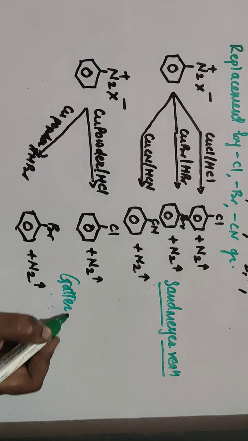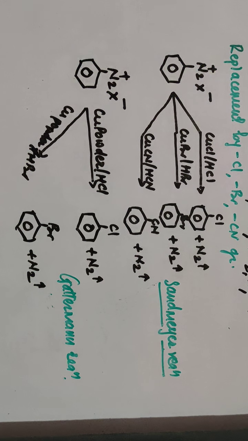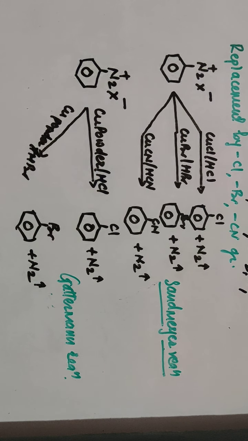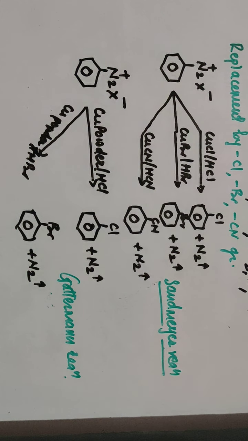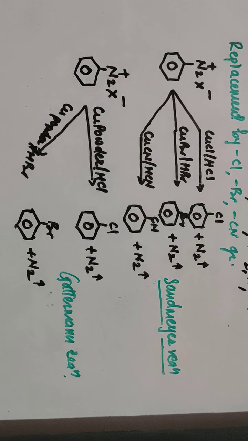It is your Gattermann reaction. So in Sandmeyer reaction, cuprous chloride along with HCl or cuprous bromide with HBr or cuprous cyanide with HCN is used, so that there is a formation of corresponding haloarenes and nitrogen gas. In case of Gattermann reaction, copper powder with mineral acid is used, so that you will get the haloarene and corresponding nitrogen gas. But here in case of Sandmeyer reaction, the yield of product is better as compared to Gattermann reaction.